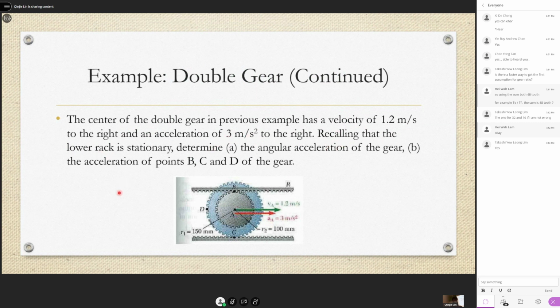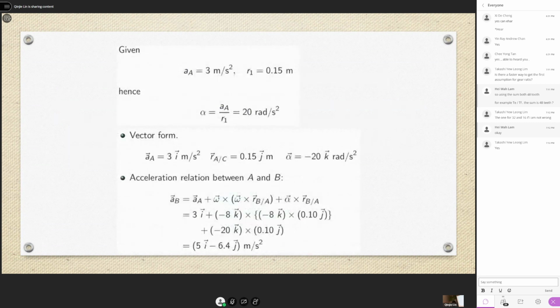Recalling that the lower rack is stationary, that means same situation, the lower rack doesn't move. Determine the angular acceleration of the gear and the acceleration of points B, C, and D. Okay, so now we touch on acceleration already. So we use the more complicated acceleration equation, the longer equation, because acceleration is more complicated.